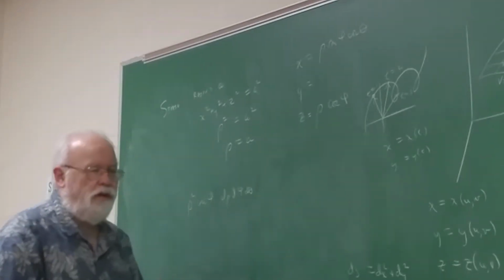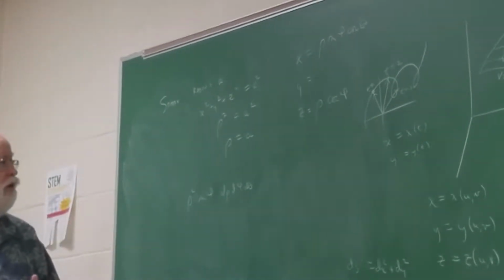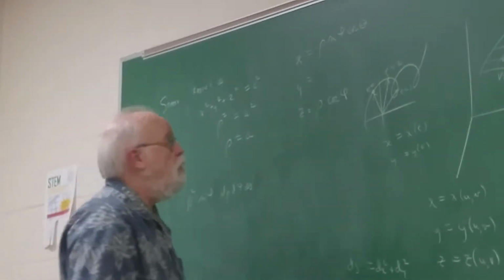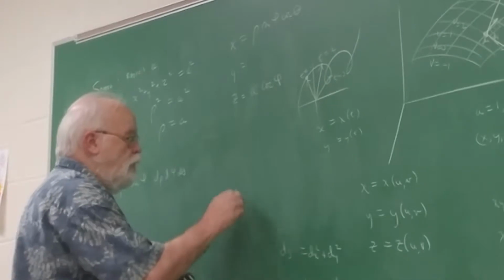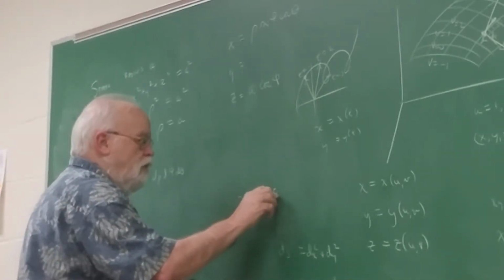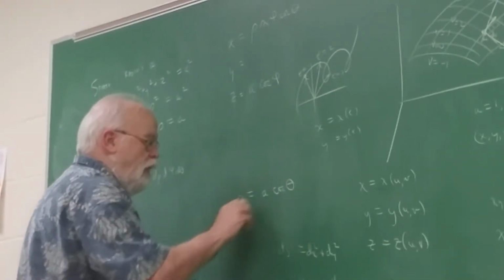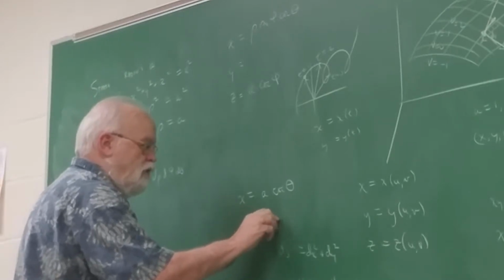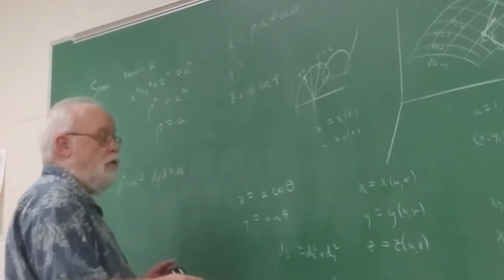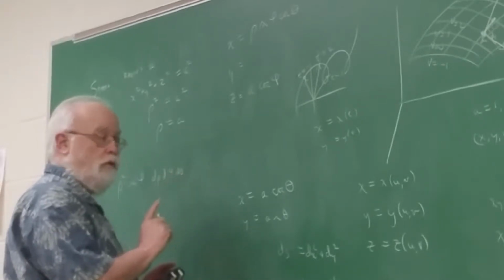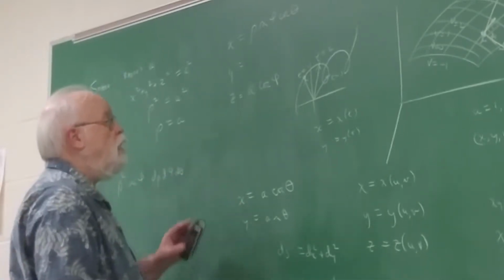And of course, you just plug in an a instead of rho. Just like we were doing x equals a cosine theta and y equals a sine theta when I did circles, right? I said I'm going to use polar coordinates, but I only get to use one polar coordinate. The other one I have to hold constant.